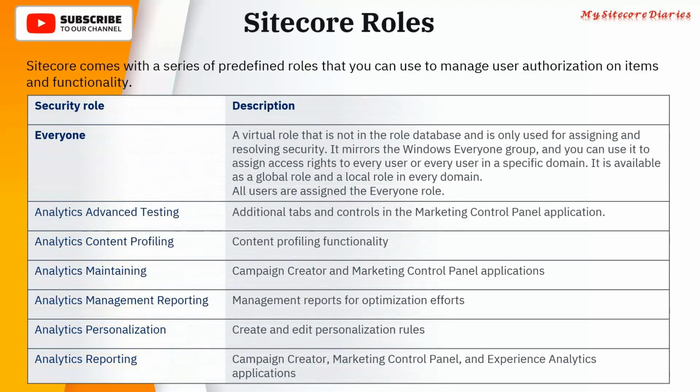The first is the Everyone role. It is a virtual role that is not in the role database and is only used for assigning and resolving security. It mirrors the Windows Everyone group, and you can use it to assign access rights to every user or every user in a specific domain. It is available as a global role and a local role in every domain. So all users are assigned to the Everyone role. So if you want to give something to every user, then you should use the Everyone security role.